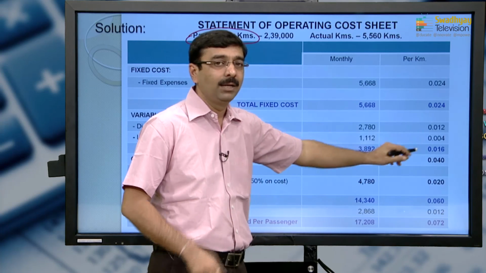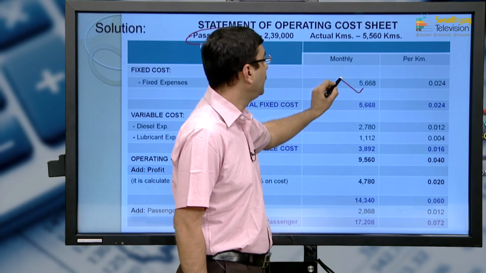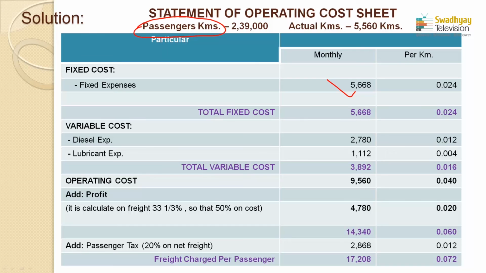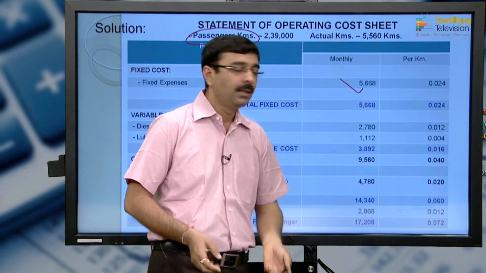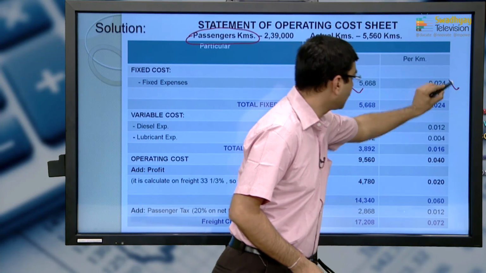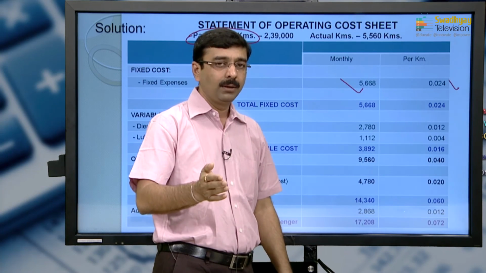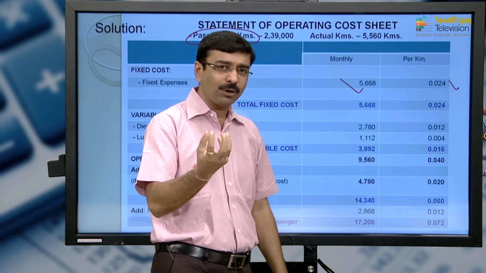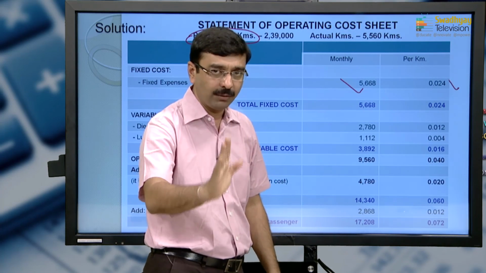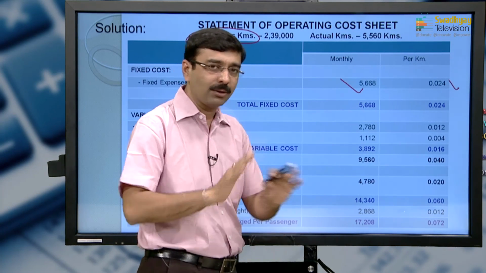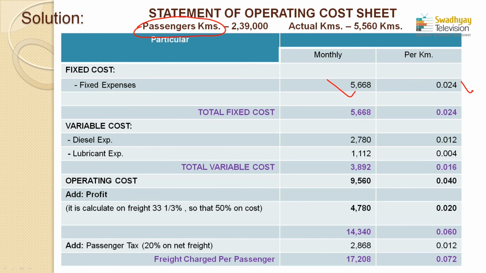Alright, and that is why we need to divide this amount of fixed cost incurred by the passenger kilometers. So 5,668 divided by 2,39,000, the effective mileage. In that way you would get the answer: per passenger kilometer your fixed cost is 0.024. That is your first answer. Moving to the second part, the fixed cost is already given, so this is your total fixed cost 5,668, and 0.024 is the per passenger kilometer fixed cost.